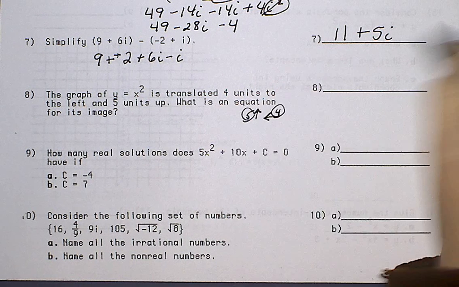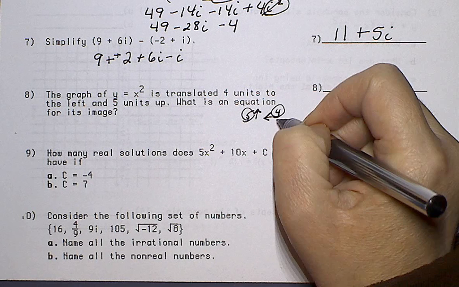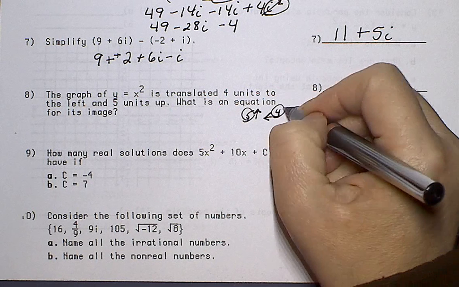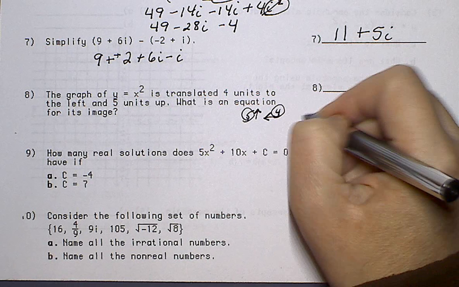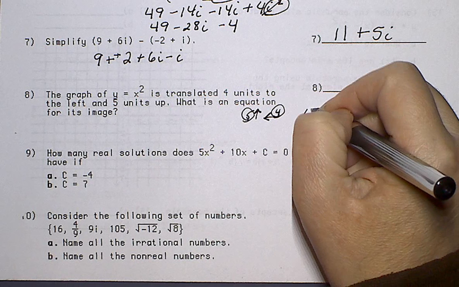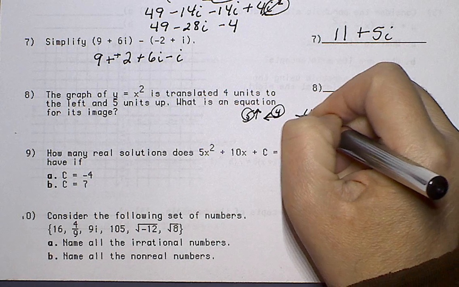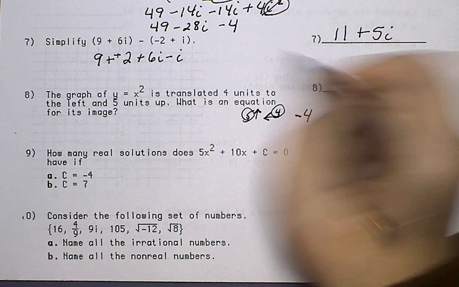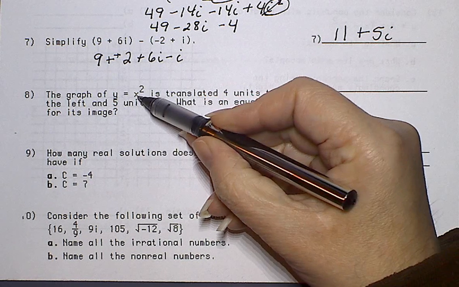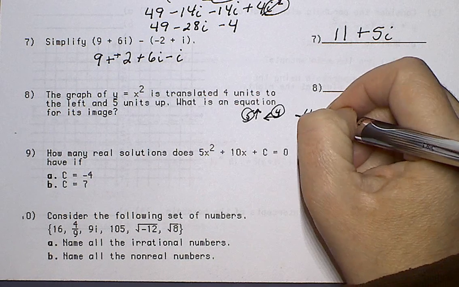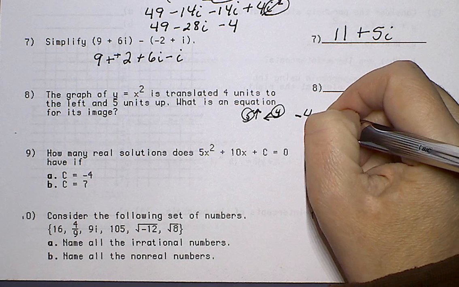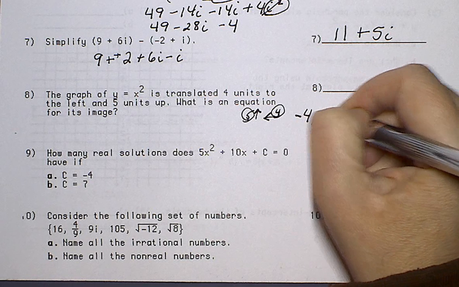So our vertex then, this would be our x-axis, this would be our x number, right? So we have 4 units to the left, so our vertex is at negative 4, because this vertex is at 0, 0. So we have negative 4, and then it went up, so that means that we have 5.